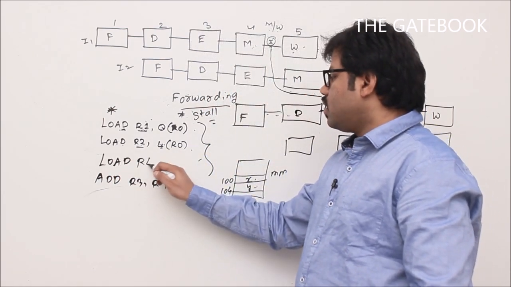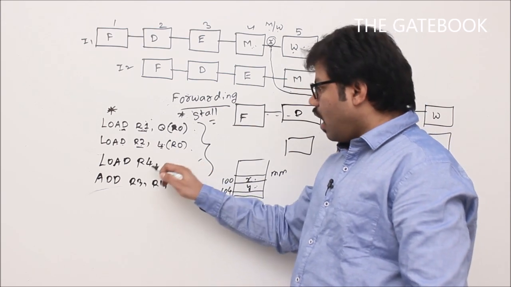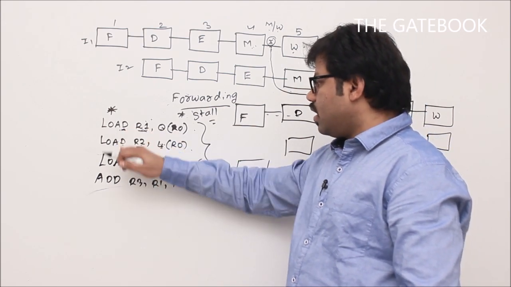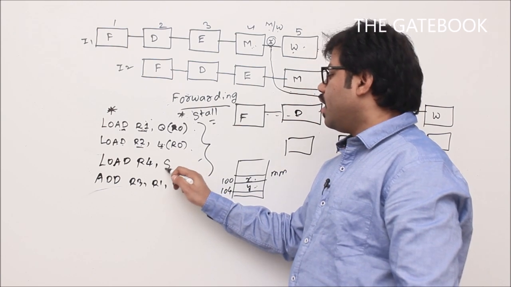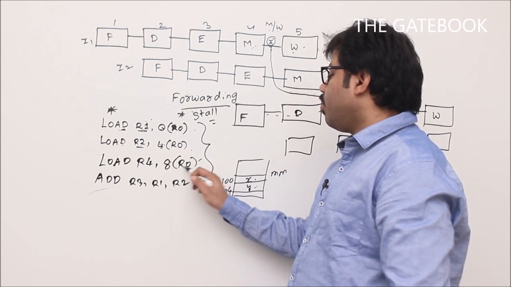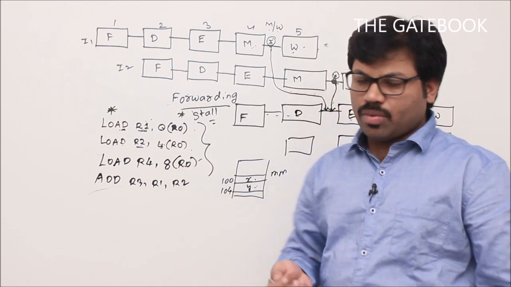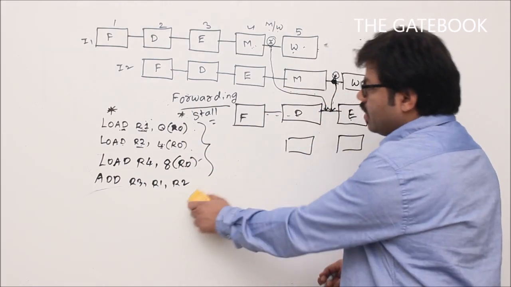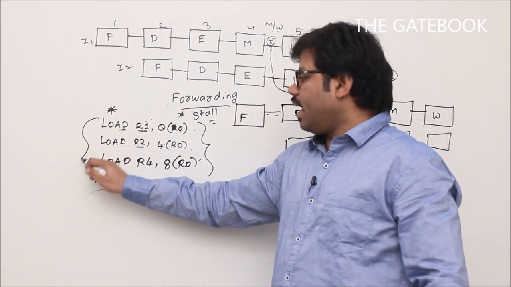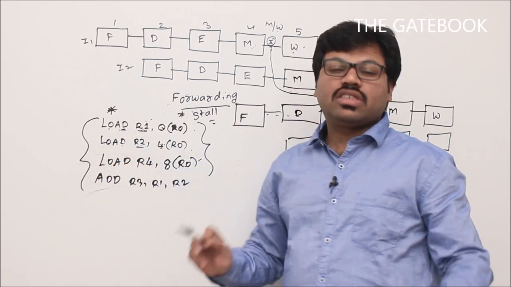Since this load instruction is loading a register R4, which is not at all related to these three instructions, there will not be any problem. Especially since we are taking the data from 8 of R0, where R0 is not at all modified, there will not be any problem, right? So now if that is the case, can I execute these instructions without stalling the pipeline?